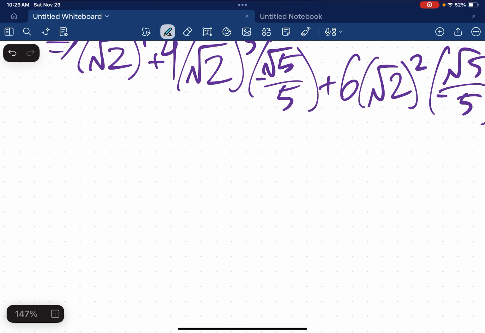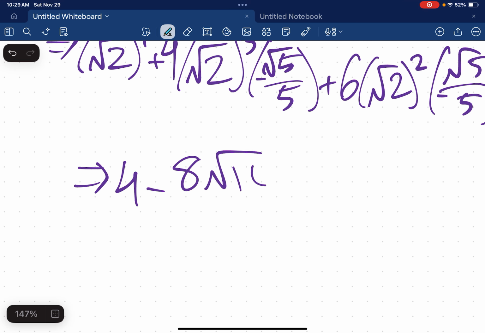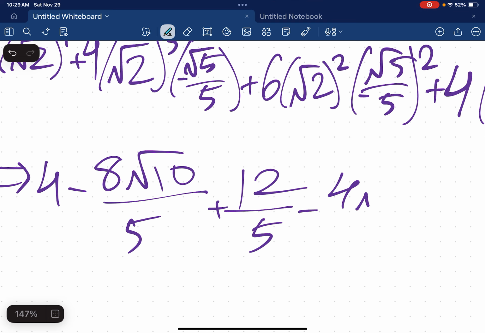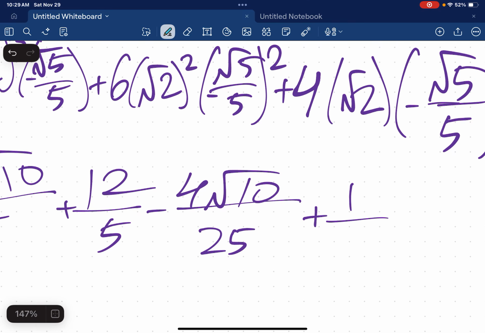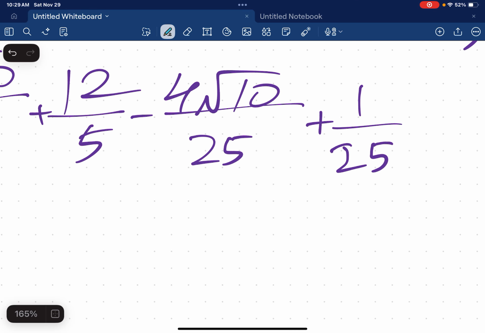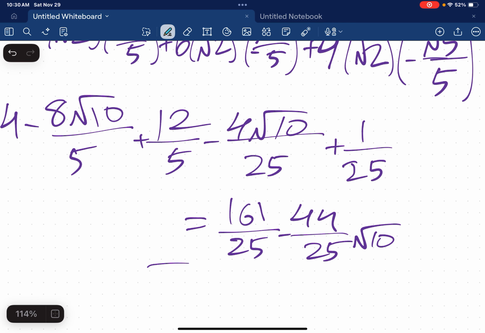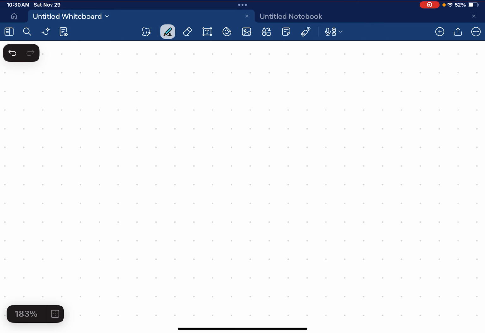Okay, and then once you simplify everything, you should get 4 minus 8 square root of 10 over 5 plus 12 over 5 minus 4 divided by the square root of 10, 25 plus 1 divided by, that's supposed to be a 25, 25, which in the end just simplifies to 161 over 25 minus 44 over 25 square root of 10. That is our answer. On to 8C.